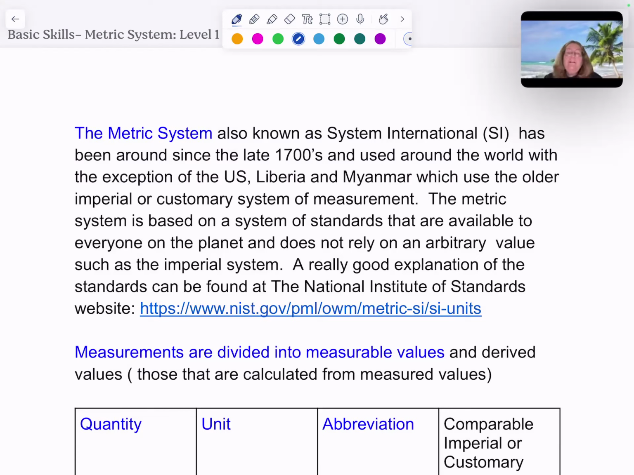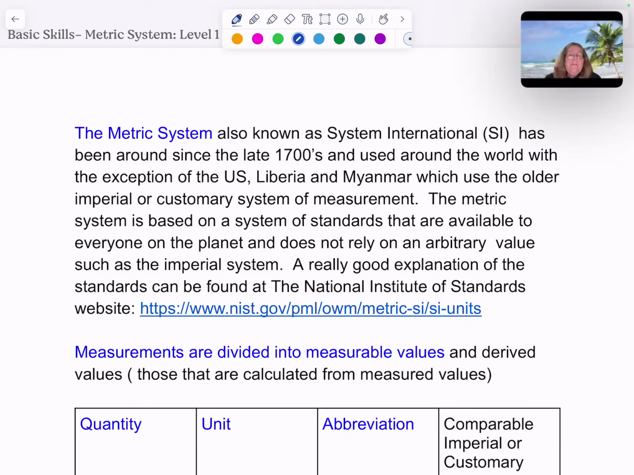In this episode, we're going to talk about the metric system, which is also known as the System International. The metric system's been around since the late 1700s, and it's used all around the world with the exception of the United States, Liberia, and Myanmar, which all still use the older imperial or customary system of measurement.